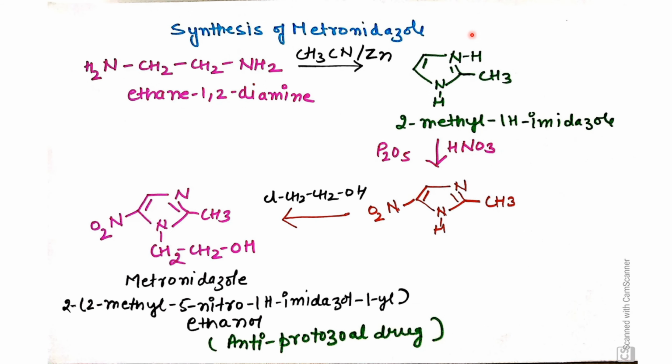Synthesis of metronidazole. For the synthesis of metronidazole, ethane 1,2-diamine in the presence of methyl cyanide and zinc catalyst will convert into 2-methyl-1H-imidazole. With nitration and chloroethanol, it is converted into metronidazole. Metronidazole is an antiprotozoal drug. You can see the synthesis of metronidazole.